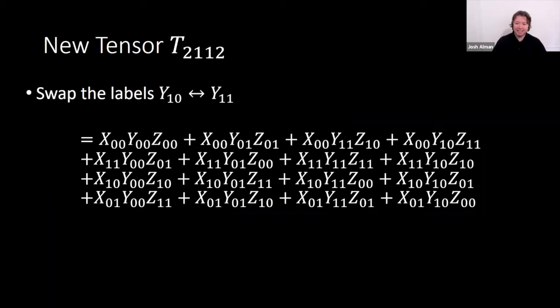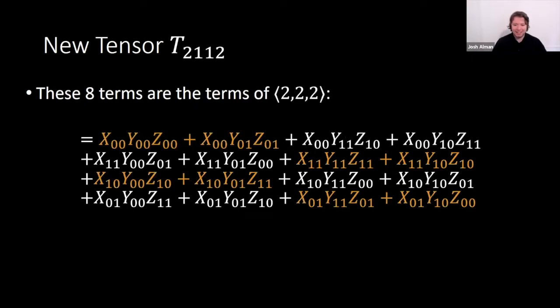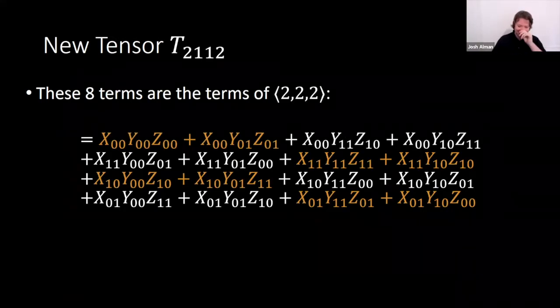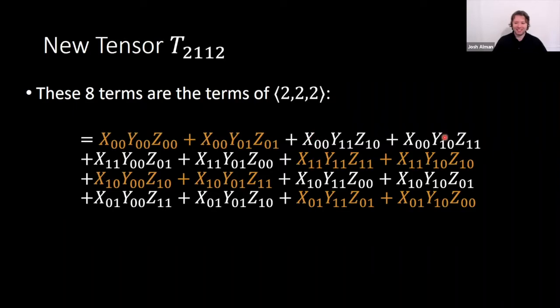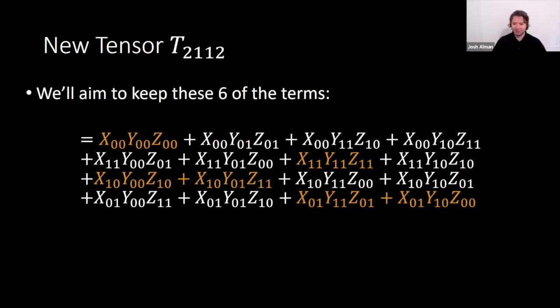But the reason I did this is that now if you look at these 8 of the 16 terms, these are exactly the 2 by 2 by 2 matrix multiplication tensor. Once I've renamed it like this, you can see 2 by 2 matrix multiplication shows up as a part of the tensor we're dealing with. But that's not enough for us. We need to somehow get rid of all these white terms that we don't want. I'm aiming to get 6 of the 8 terms of matrix multiplication, so let me remove 2 of them. Those are ones we're not going to bother with, but I really want to keep these remaining 6 orange terms.